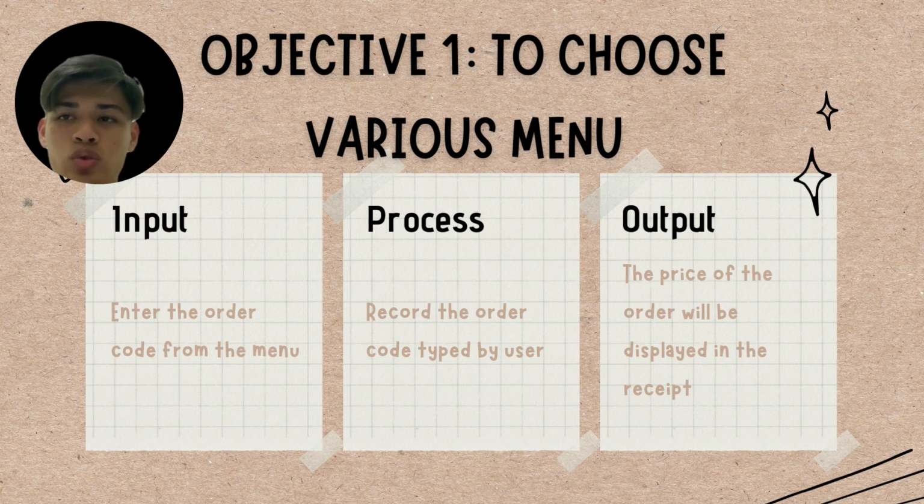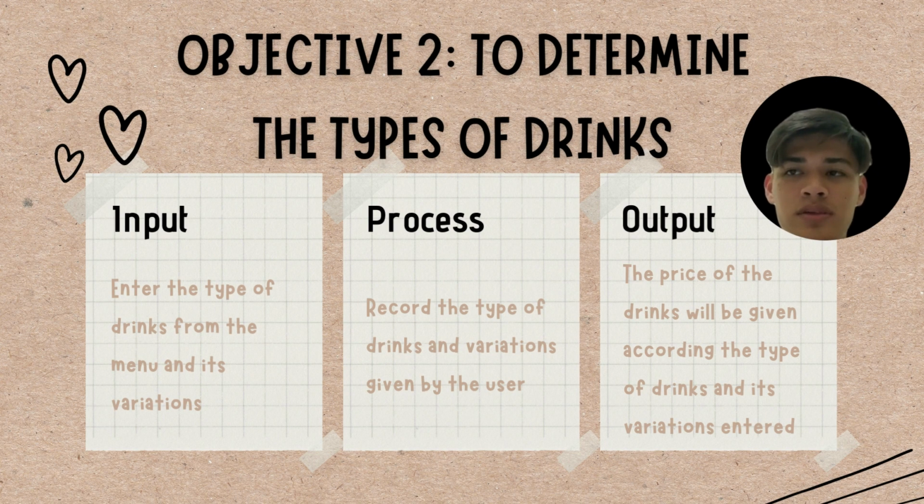Objective 1. To choose various menu. The input is enter the order code from the menu, and the process will record the order code typed by user, and the output, the price of the order, will be displayed in the receipt. Second objective is to determine the types of drinks. The input is the user enter the type of drinks from the menu and its variation. The process will record the type of drinks and variation given by the user, and the output is price of the drinks will be given according to the type of drinks and its variation entered.